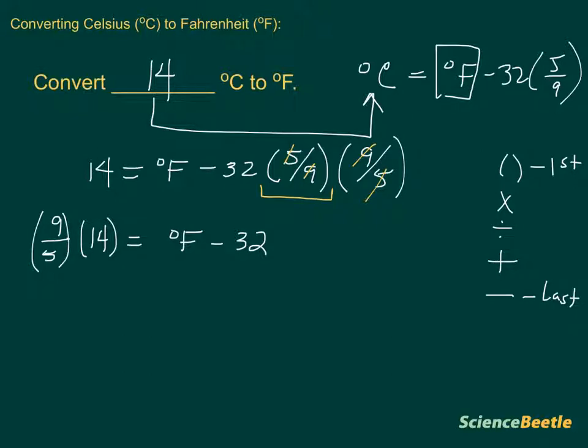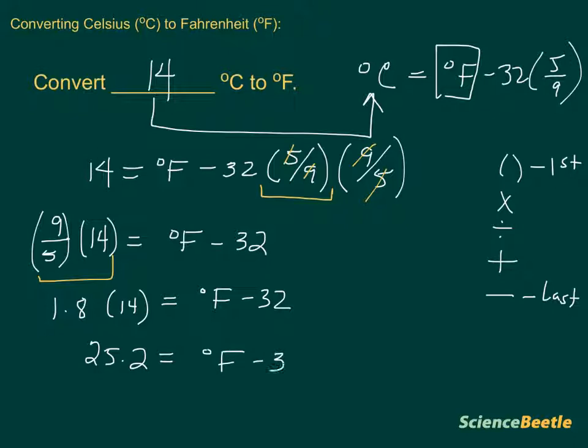So now the order of operations has resulted in us having parentheses on the left hand side, so we need to go ahead and resolve that. When you take 9 and divide it by 5, that actually gives you 1.8. So 1.8, and we're going to multiply that times 14. And this is going to be equal to degrees Fahrenheit minus the 32. The next step is to take 1.8 and multiply it times 14. When you carry out that operation, you're going to get 25.2. This is going to be equal to degrees Fahrenheit minus the 32.